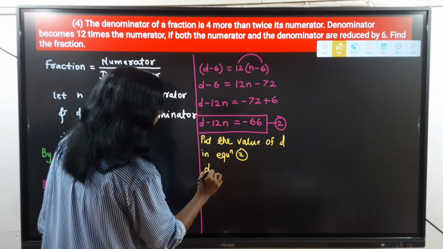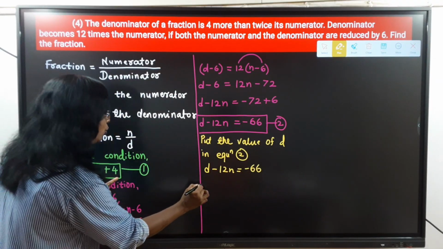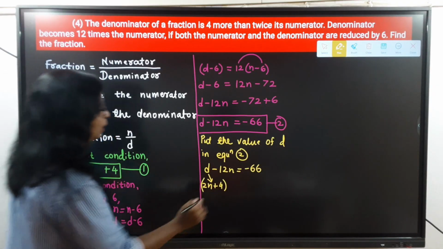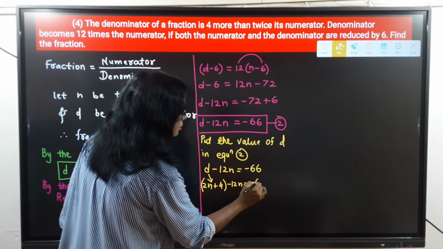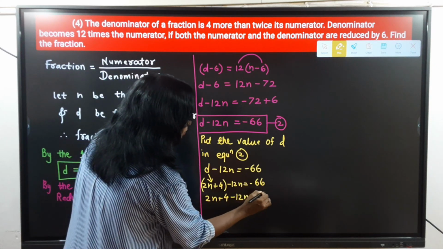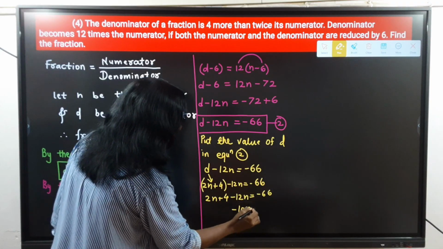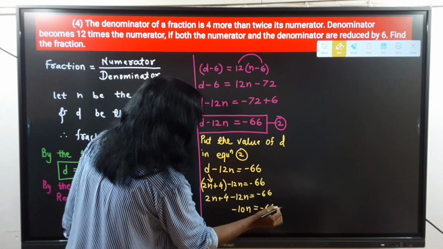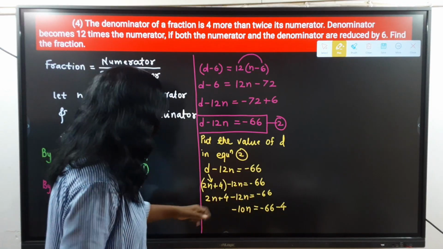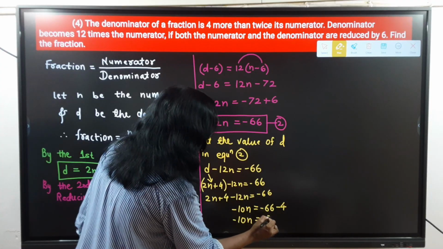So first I write down the second equation, d minus 12n is equal to minus 66. Therefore, d is equal to 2n plus 4, so 2n plus 4 minus 12n is equal to minus 66. 2n minus 12n, so here minus 10n is equal to minus 66 minus 4. Okay? Minus 66 minus 4. So minus 10n is equal to minus 70.